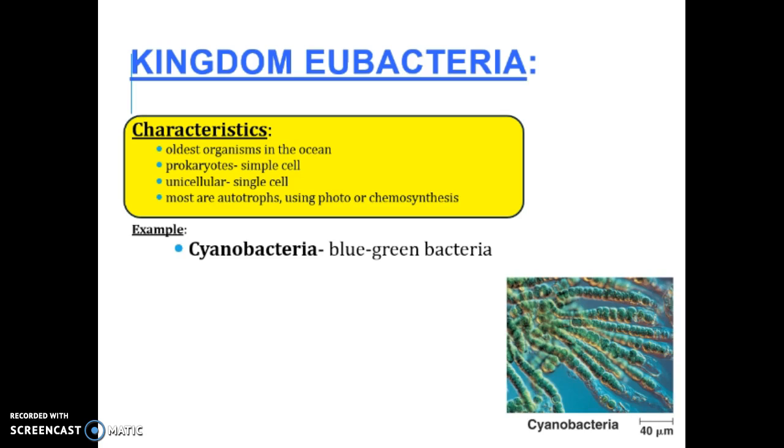The first kingdom we're going to look at is Eubacteria, most known for the cyanobacteria, or the blue-green bacteria. These are very, very small bacteria. You can see the size here on the bottom. Some of the characteristics are that they are the oldest organisms in the ocean. They're prokaryotes, which means they're single-celled, and the majority of them are autotrophs, so they get their energy from either photosynthesis or chemosynthesis.